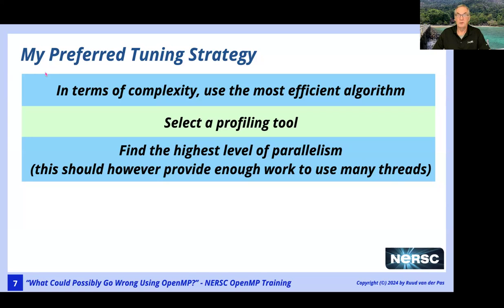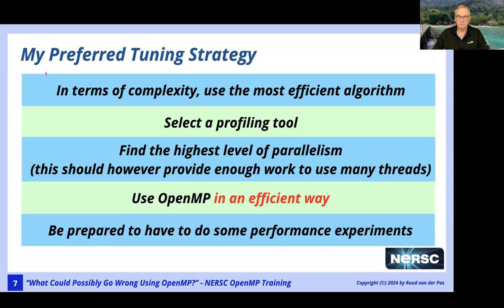So what you try to find in your application is a part that has enough work so you can successfully use many cores or threads, and is as high as possible, because the higher the level, the less the overhead. Again, I could easily fill another talk talking about these things, which I don't have time for, but I hope you get the idea. And again, use OpenMP in an efficient way.